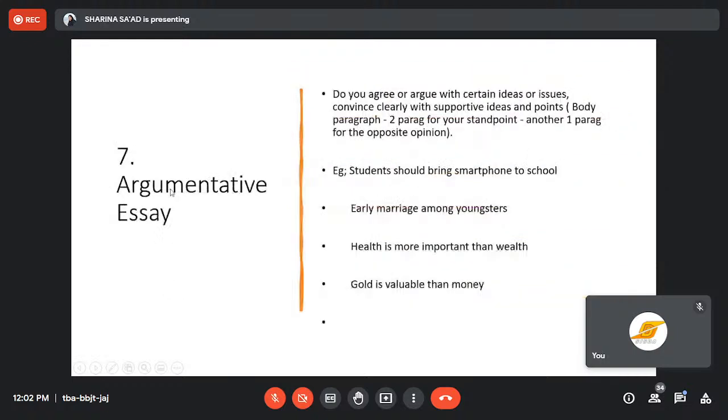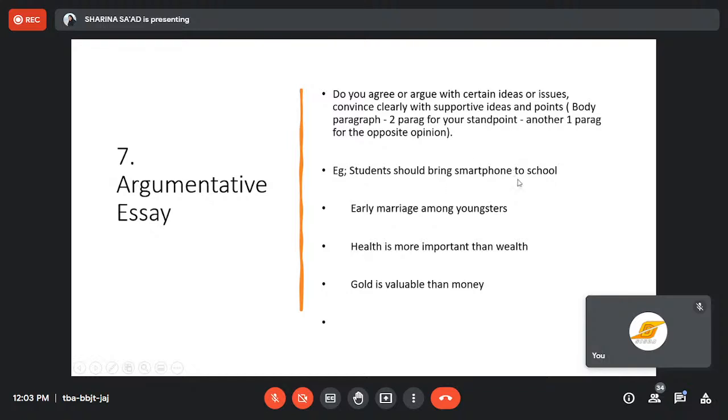And argumentative type of essay, this is a popular question in MUET, okay? Favorite question, because this question is asking you to write your opinion, okay? So the question will ask whether you agree or disagree with certain ideas or certain issues, okay? And then you have to write your stand. In the introduction, you have to write your stand, whether you agree or disagree. And then your body paragraph will support your standpoint, okay? And then you have to end it by restating your agreement or disagreement, restating your stand, okay?